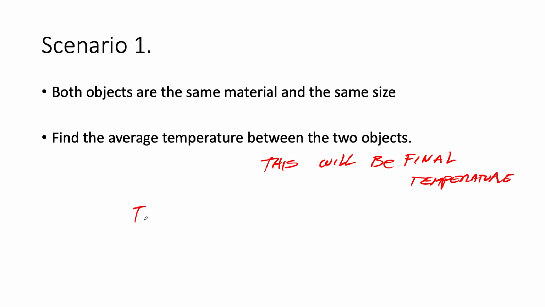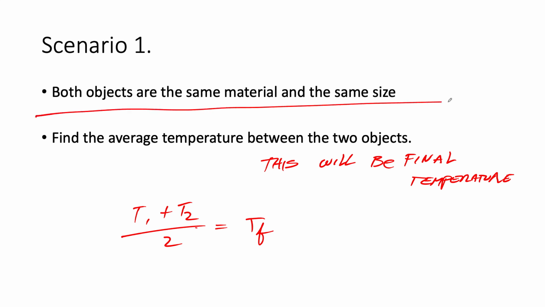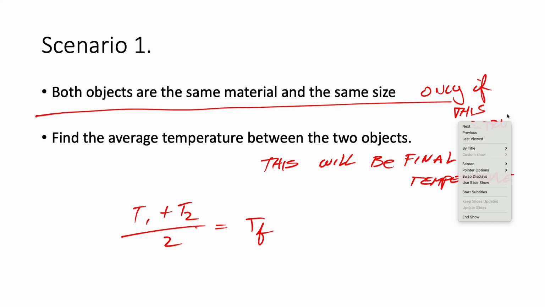So temperature 1 plus temperature 2, divided by 2, that'll give me temperature final. That basically is the average between the two. This only works if object 1 and object 2 are the same material and the same size. If they're different materials, this won't work. That goes to scenario 3.